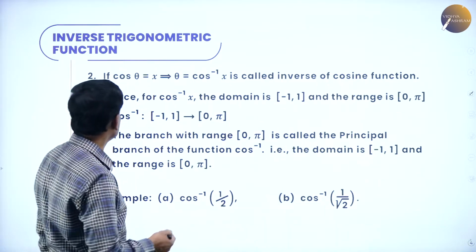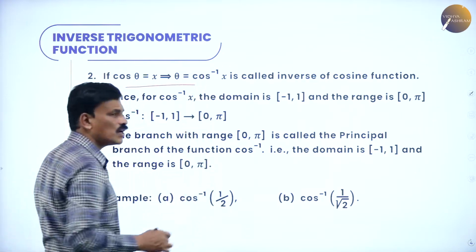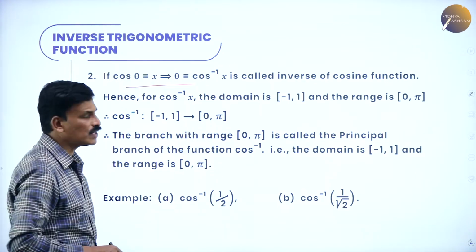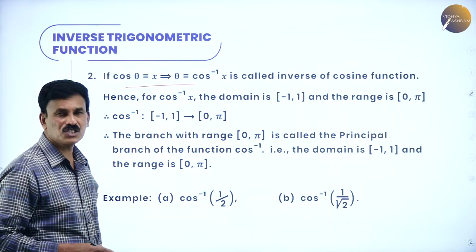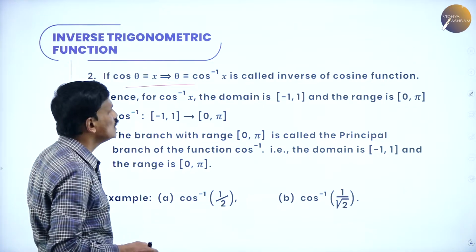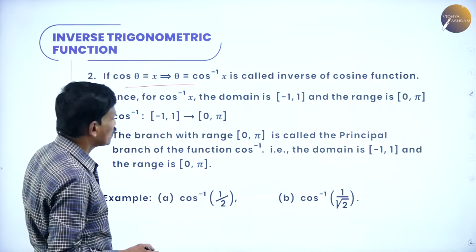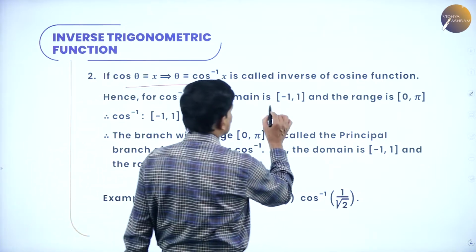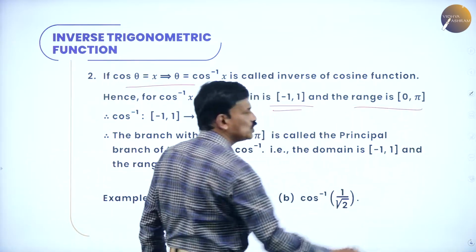Now, let us come to the next one, cos theta. If cos theta is equal to x is a one-one and onto function, then theta is equal to cos inverse of x is called the inverse of the cosine function. For cos inverse x, the domain is minus 1 to 1 and the range is 0 to pi.